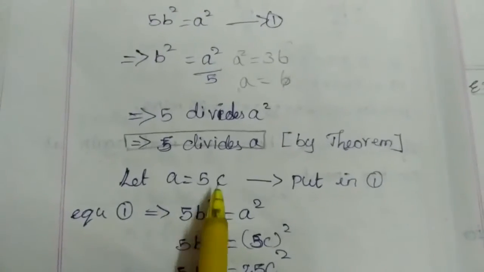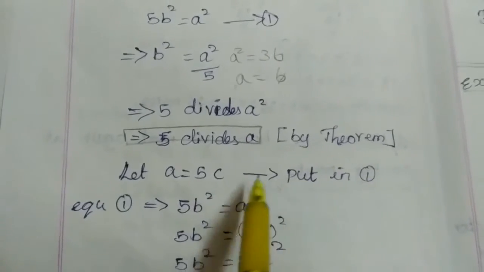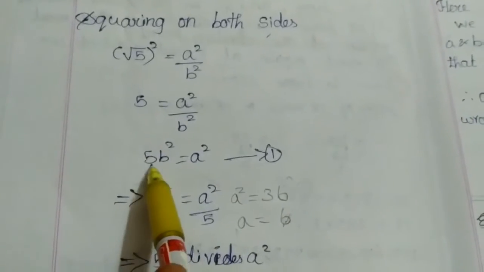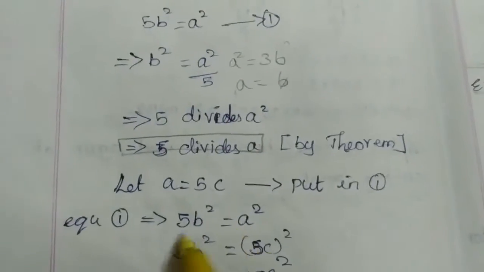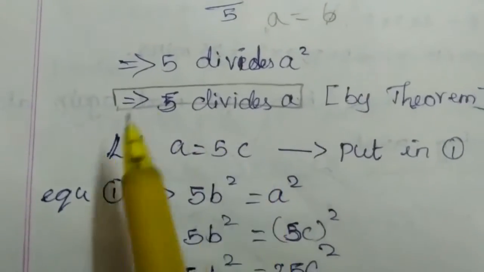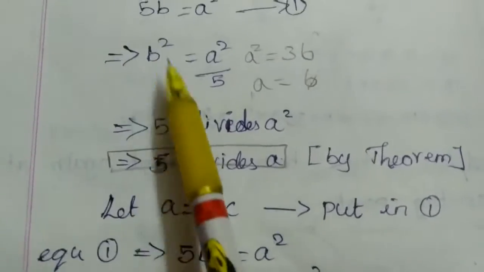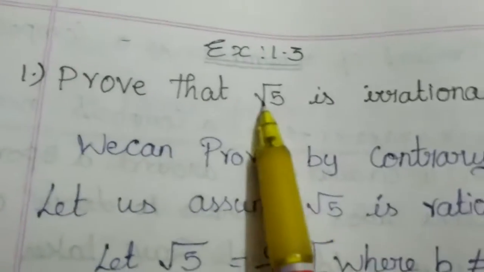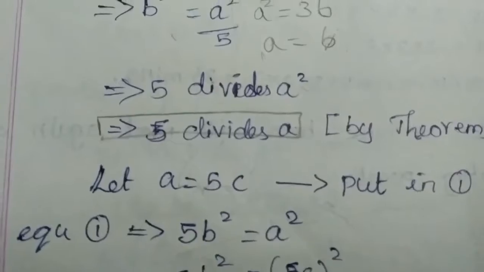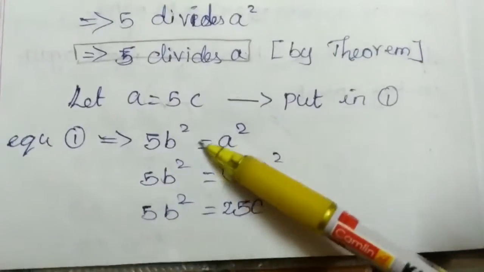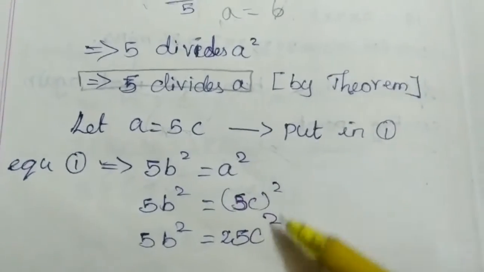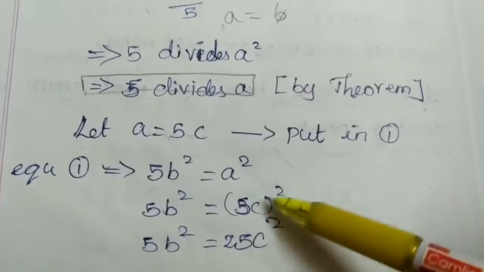So let a be equal to 5c. Put it in equation number 1. Why am I taking a equal to 5c? Instead of 5, can we put any number? No, because in the question we are dealing with root 5, so only I am taking 5c. What is equation number 1? 5b squared is equal to a squared. That is 5b squared is equal to, instead of a, 5c squared. So 5b squared is equal to 25c squared.